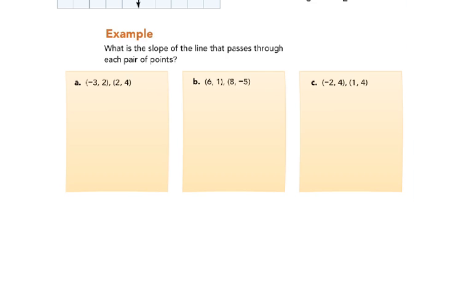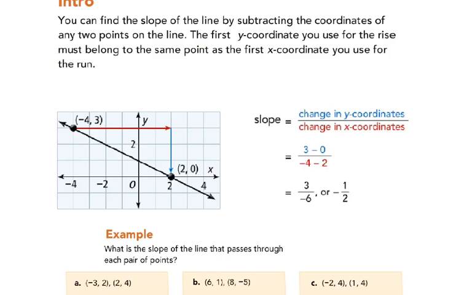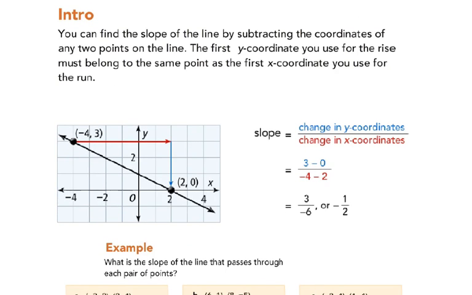Moving on, we can find the slope of a line by subtracting the coordinates of any 2 points on the line. So this is a formula that I'm going to teach you. Now we use the letter M for slope, and that is because the person who came up with this, his name was René Descartes. He was a Frenchman, and the French word for slope starts with M.